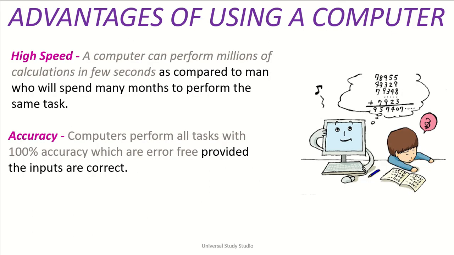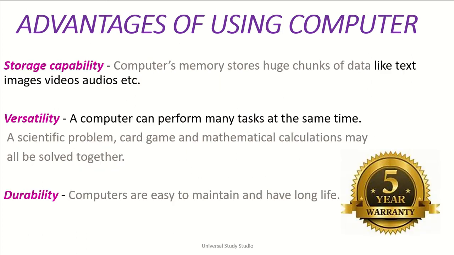Now let's learn about the advantages of using a computer. Number 1. High speed. A computer can perform millions of calculations in few seconds. Accuracy. Computers perform all tasks with 100% accuracy, which are error free. Number 3. Storage capability. Computers' memory stores huge chunks of data.